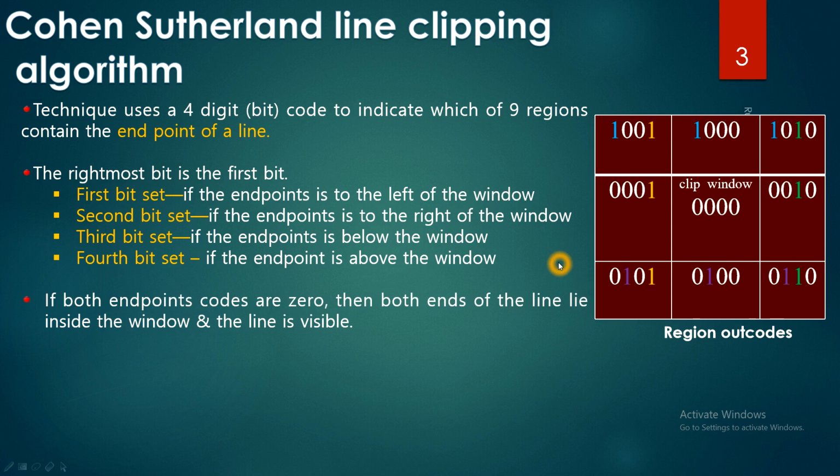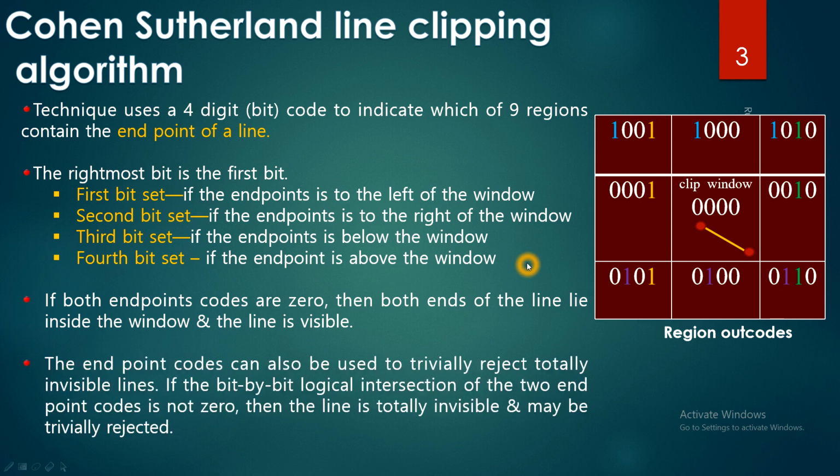Now, if both endpoint codes are 0, then both ends of the line lie inside the window and the line is visible. See this line. Both endpoints, this endpoint's code is 0000 and this endpoint's code is 0000. So this line is totally visible.